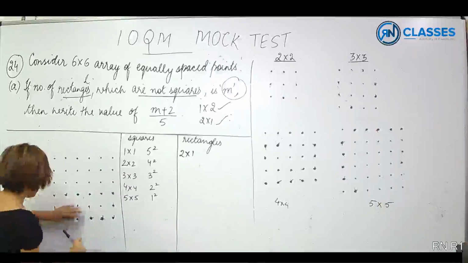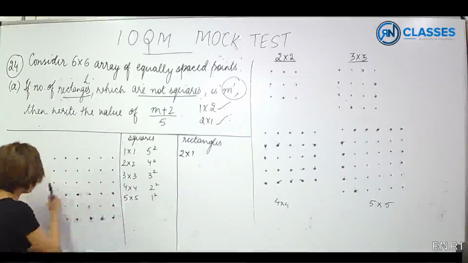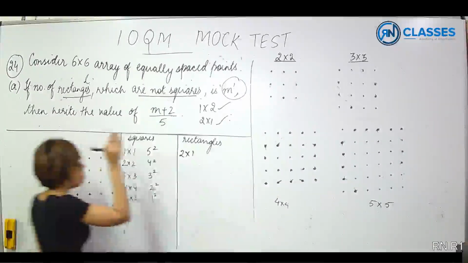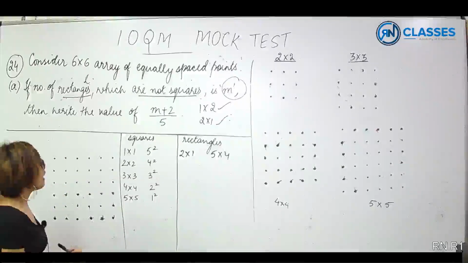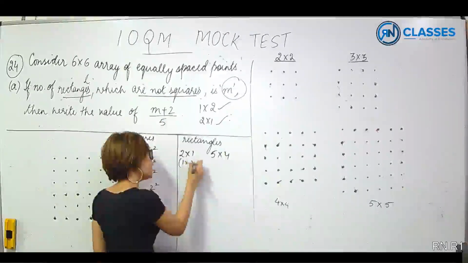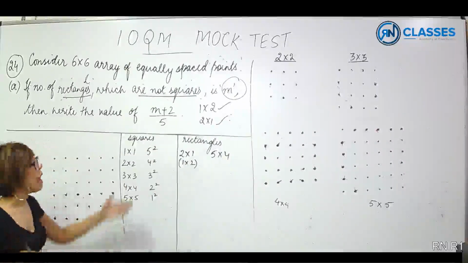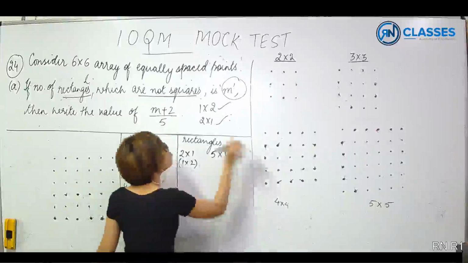1, right? 2, 3, 4. 4 here, 4 here, 4 here, 4 here. So that means 5 into 4, right? Then, mind it, 2 into 1 can be exhausted with 1 into 2. In the similar way, I'll have, in that case, 5 into 4 again. So I will just multiply by 2.